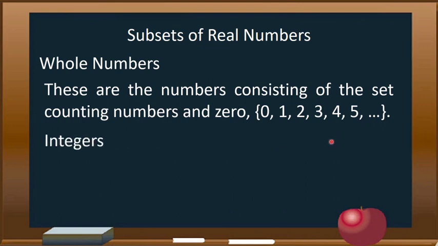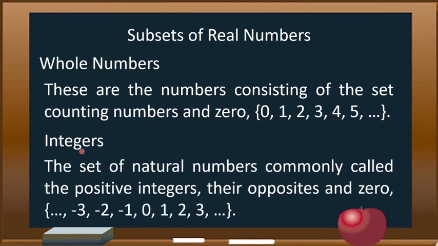The next subset of real numbers is what we call integers. The set of natural numbers, commonly called the positive integers, their opposites, and 0. So, these are integers. We have this set: negative 3, negative 2, negative 1, 0, 1, 2, 3, and so on. And all the negative numbers smaller than negative 3 are also in the set of integers.